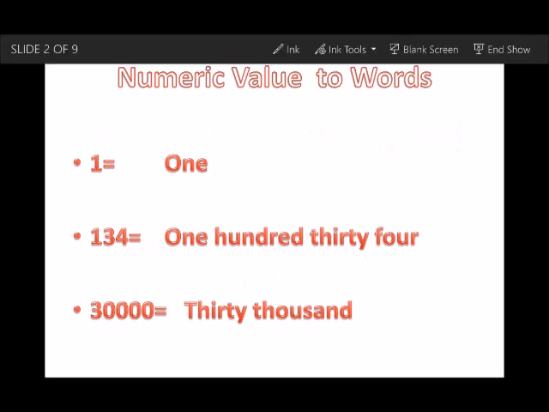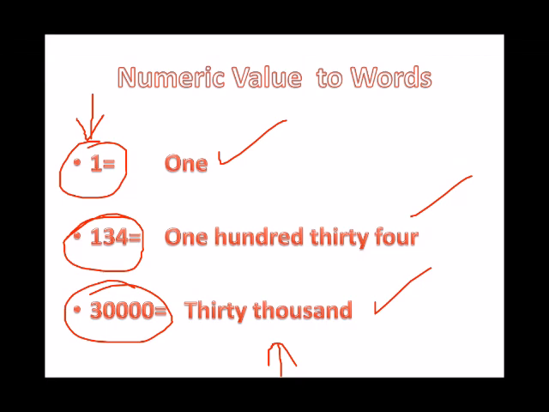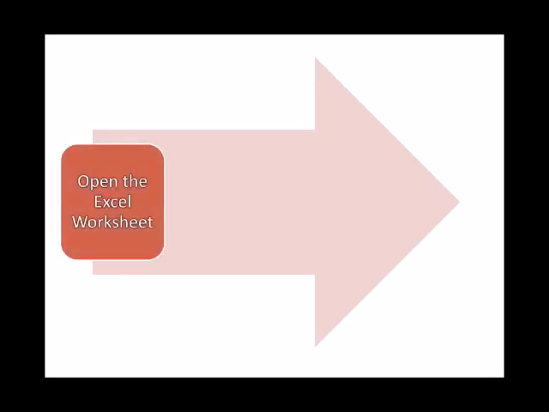For example, we have certain types of numeric values like 1,134 and 30,000. These are all numeric values and we want to turn them into words. So what will we be doing in that situation? There is no inbuilt formula or function that allows us to do this.